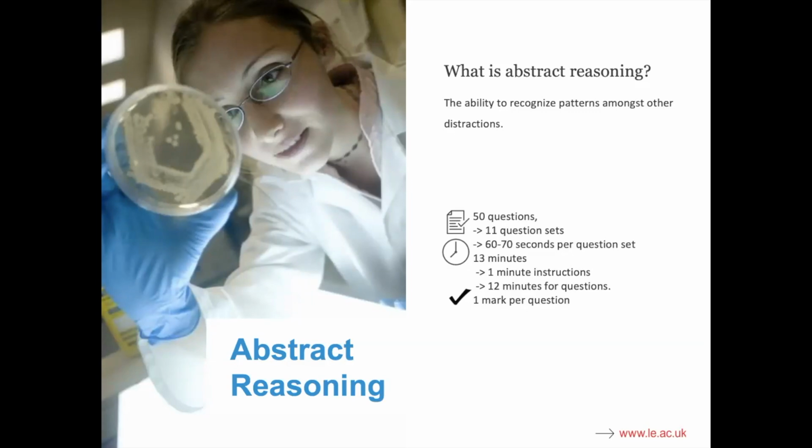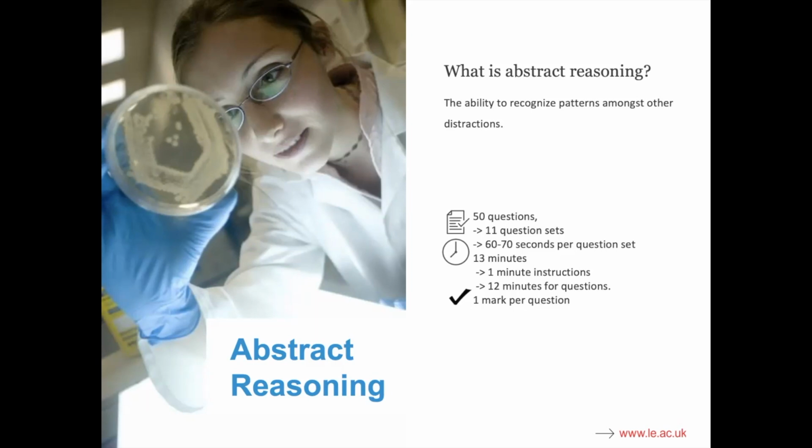Next is the abstract reasoning section. This is an interesting section, and it will probably challenge you in a very different way to any other exam that you've sat until now. It assesses your ability to critically evaluate information, and this includes things like recognizing patterns in the data set and identifying and ignoring distractor shapes.